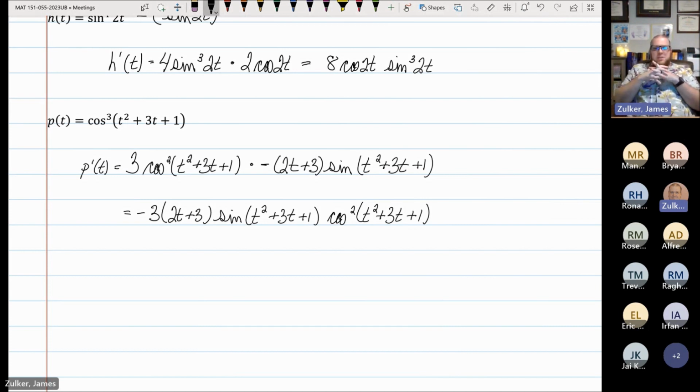Just rearranging terms here. We get negative 3 times the quantity of 2t plus 3 times the sine of t squared plus 3t plus 1, times the cosine squared of t squared plus 3t plus 1.